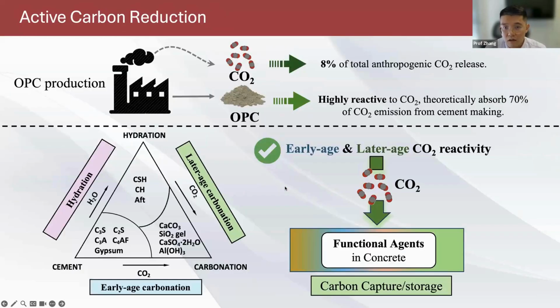And the rationale behind active carbon reduction is the fact that although the production of OPC, ordinary Portland cement, will release 8% of total anthropogenic CO2, this resulting product is highly reactive to CO2 at the same time. Theoretically, cement can absorb 70% of the CO2 emission back to its matrix.